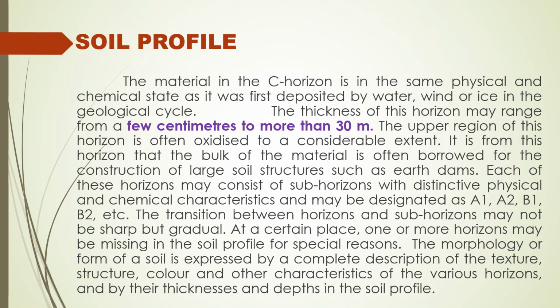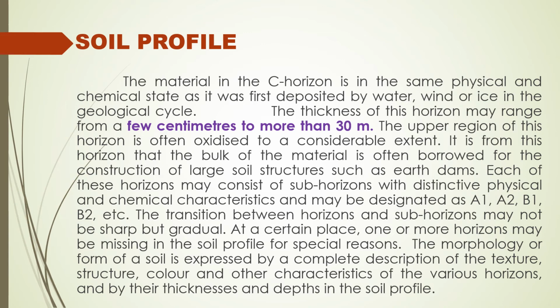The material in this horizon is in the same physical and chemical state as when it was first deposited by water, wind or ice in the geological cycle. The thickness of this horizon may range from a few centimeters to more than 30 meters. The upper region of this horizon is often oxidized to a considerable extent. It is from this horizon that the bulk of the material is often borrowed for the construction of large soil structures such as a dam.